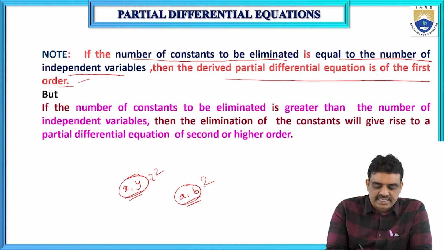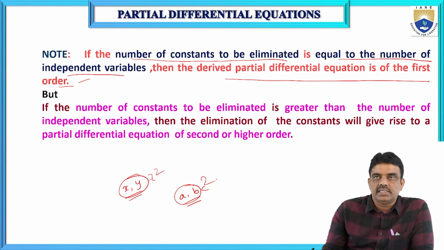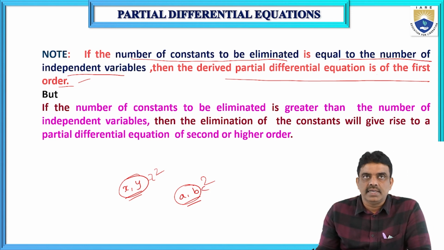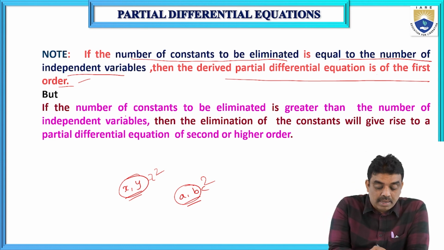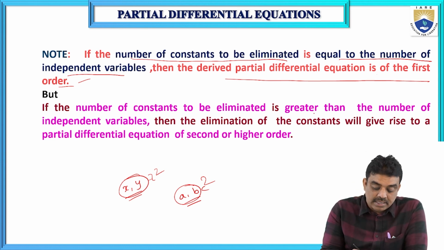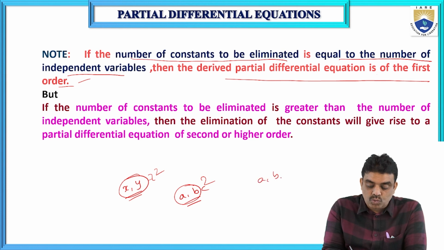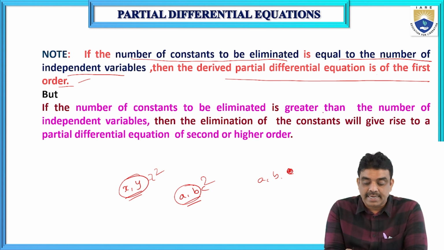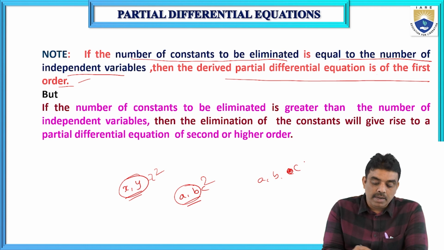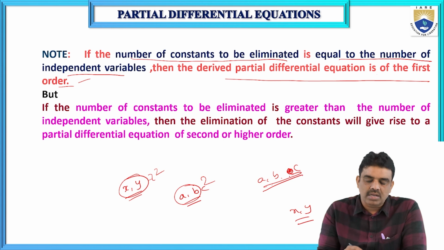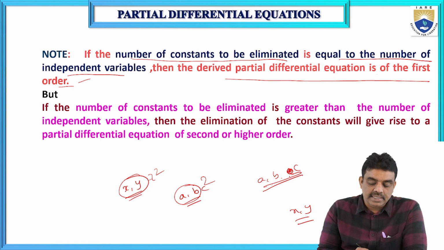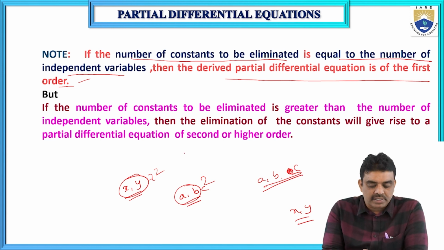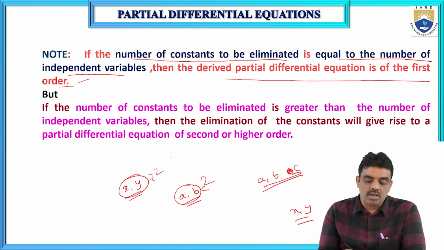If it is Z, if it is C, then the differential equation obtained is a first order partial differential equation. The next observation: suppose the number of constants to be eliminated is greater than the number of independent variables. Suppose there are 2 independent variables x and y, and there are 3 constants to be eliminated, A, B, C. Then the elimination of the constants will give rise to a partial differential equation of second or higher order.